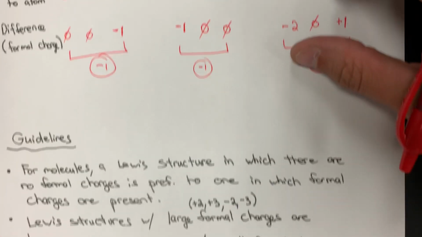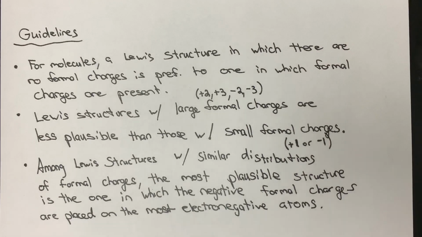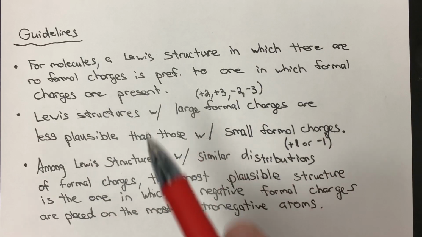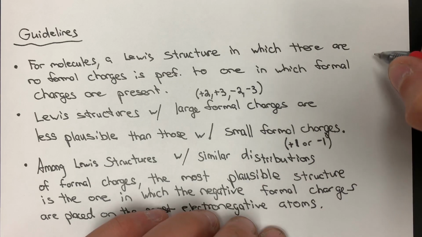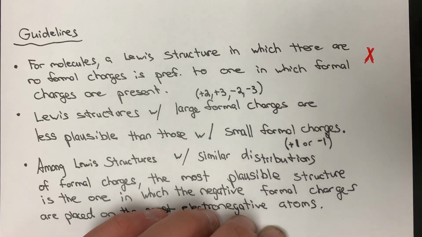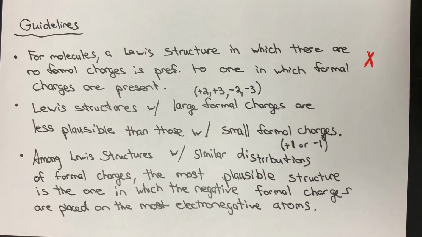So we have the following guidelines. First things first. For molecules, a Lewis structure in which there are no formal charges is preferable to one in which formal charges are present. Well, this isn't a molecule, this is an ion. So this first one is kind of negated. That being said, if it was a molecule, we don't really like formal charges, okay? We like formal charges of 0. This very often leads to a correct depiction of a molecule, again, as proven experimentally.